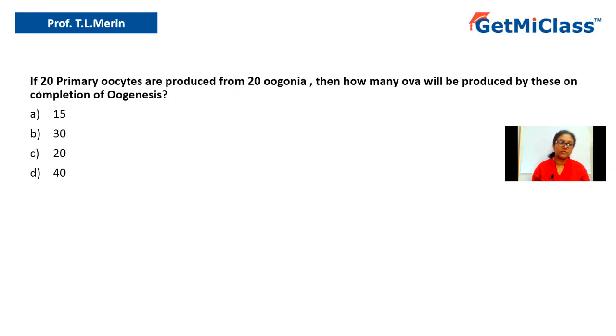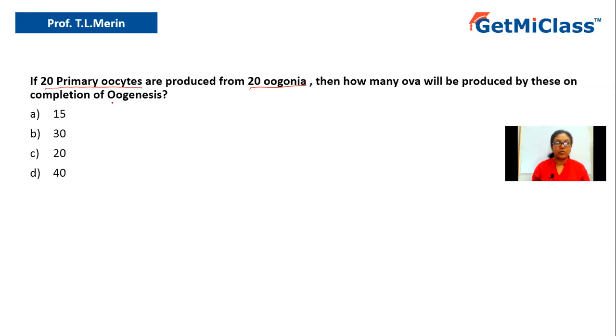Today we are going to solve this question which says: if 20 primary oocytes are produced from 20 oogonia, then how many ova will be produced by these on completion of oogenesis? Option A 15, option B 30, option C 20, option D 40. Now let us understand the question. It says 20 primary oocytes are produced from 20 oogonia. So how many ova will be formed by the completion of oogenesis from these oogonia or the primary oocytes?